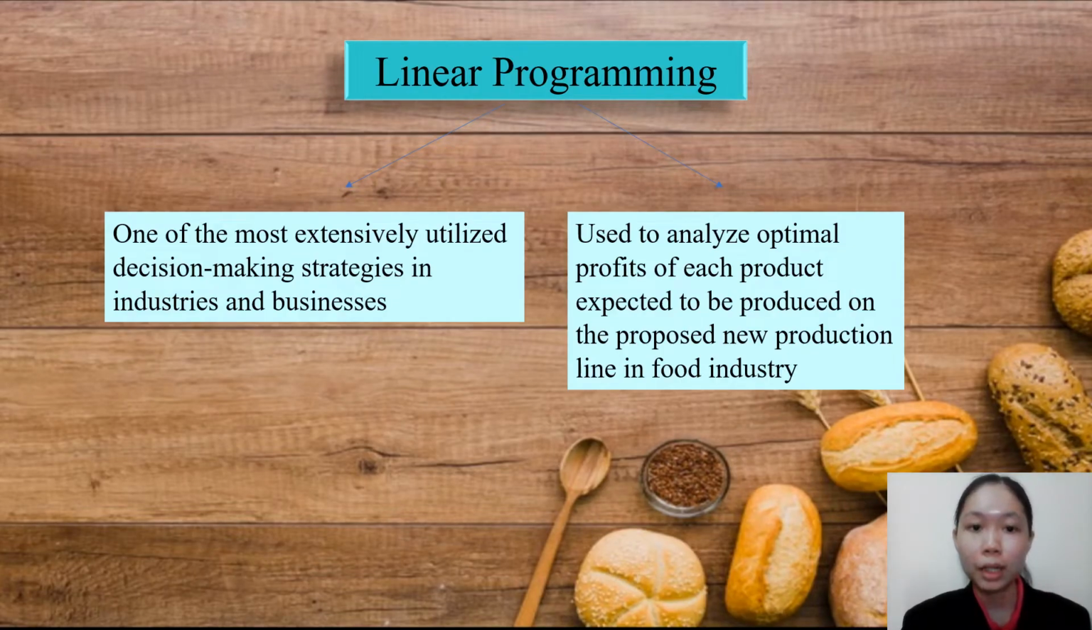Linear programming is one of the most extensively utilized decision-making strategies in industry and businesses, with applications in fields such as agriculture, finance, and marketing. Linear programming techniques are used to analyze the optimal profits of each product expected to be produced on the proposed new production line in the food industry.